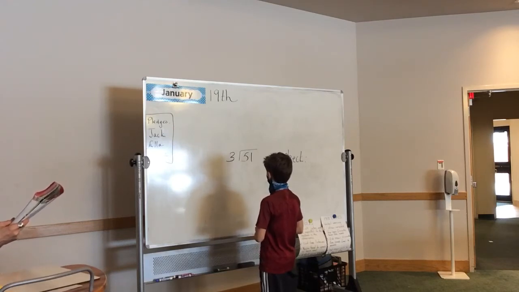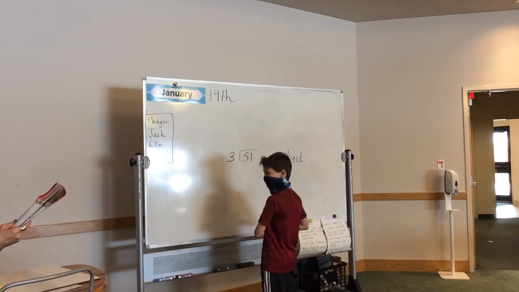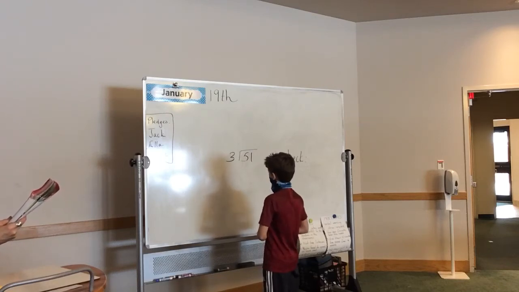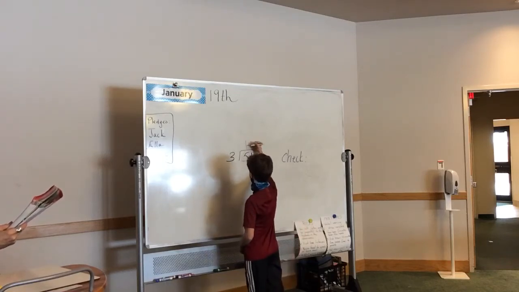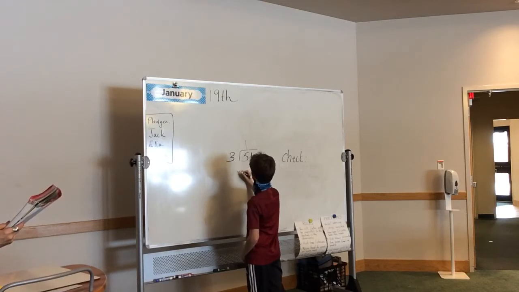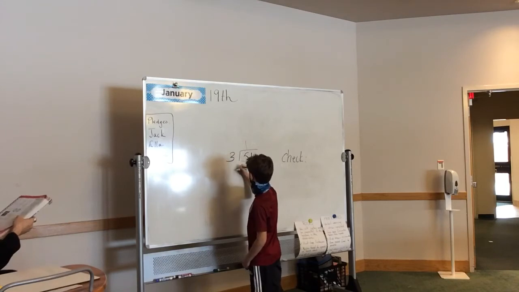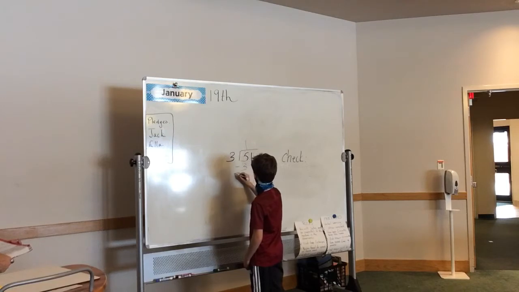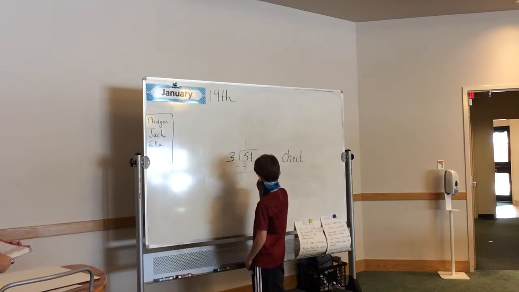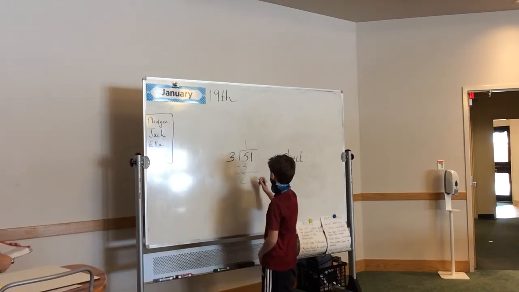How many times does 3 go into 5? Twice. 3 times 3 is 6. 3 times 2 is 6. So how many times does 3 go into 5? 1. Yes. So what is 1 times 3? 3. Yes. 5 minus 3 is? 2. Uh-huh. Then you take the 2 and you take the 1 down.